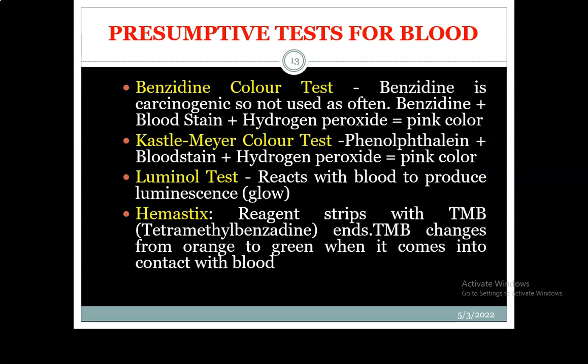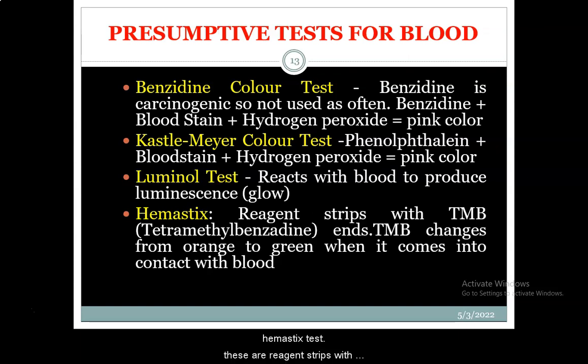Kastle-Meyer test. You add phenolphthalein plus the blood stain plus hydrogen peroxide. If you get a pink color, then you have a positive result. Luminol. Luminol reacts with blood to produce luminescence, that is, it glows. So once the blood comes into contact with luminol, it emits light so that you can know that this particular place is where the blood is. It is mostly used for hidden blood stains.